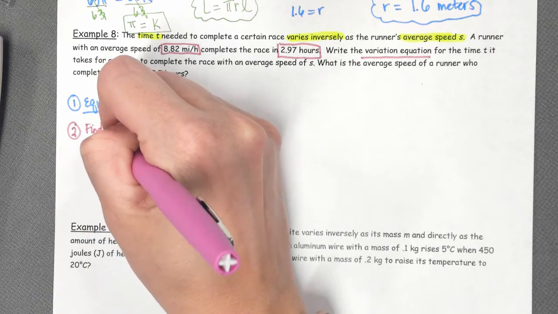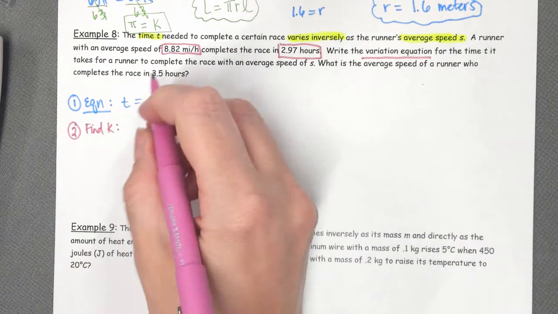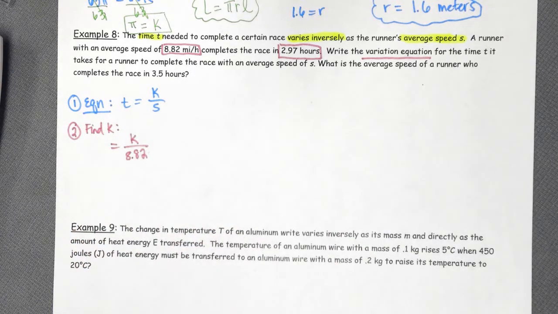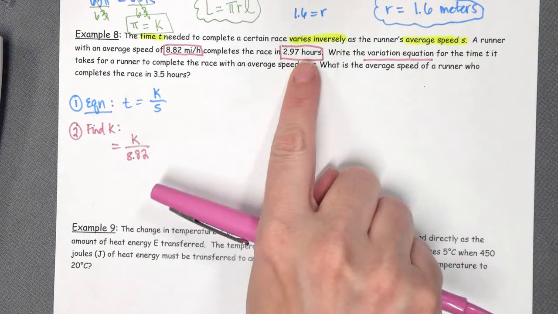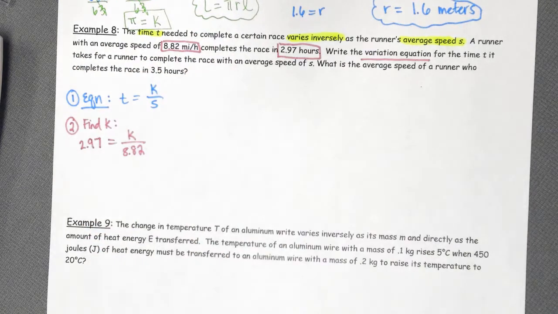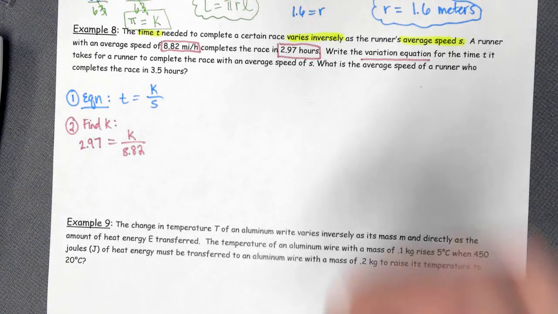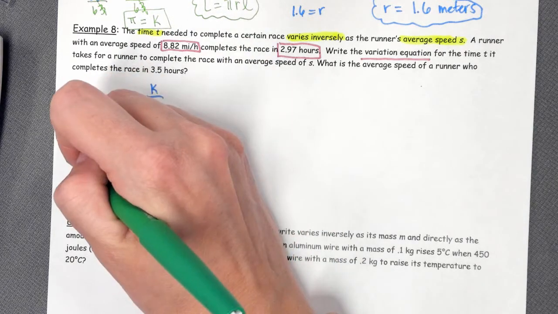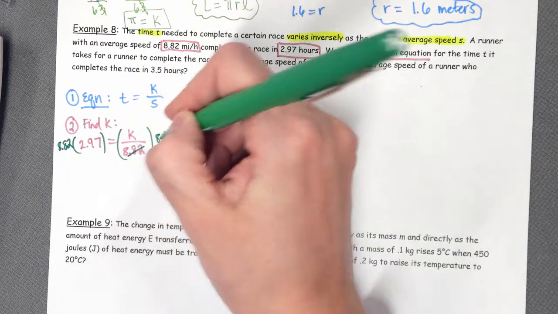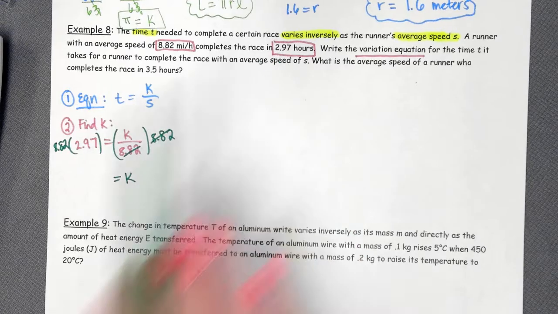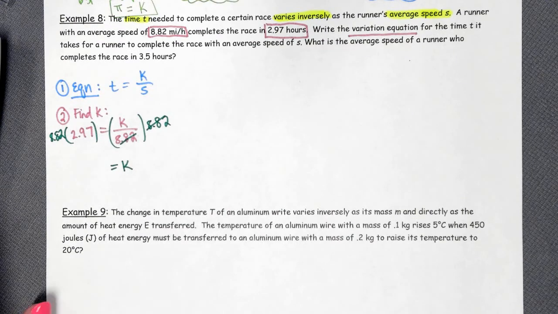So to find k, you're going to plug in the 8.82 for your speed. And then if it gives this to you in hours, you know it's your time. The 2.97 hours is your time. Whenever you're solving with a fraction, you always want to multiply by what? The denominator. So we're always multiplying by the denominator. Now, this didn't tell you specifically what to round to, but if you look at these values, they're rounded to the nearest hundredth. So let's keep that part the same.